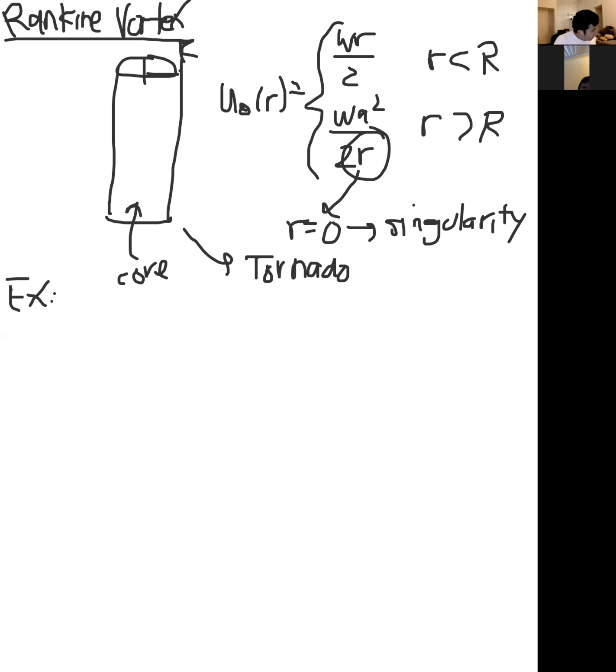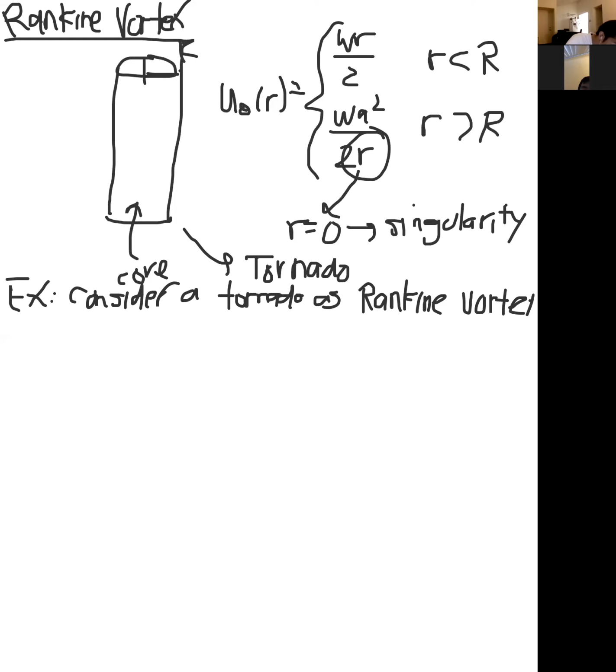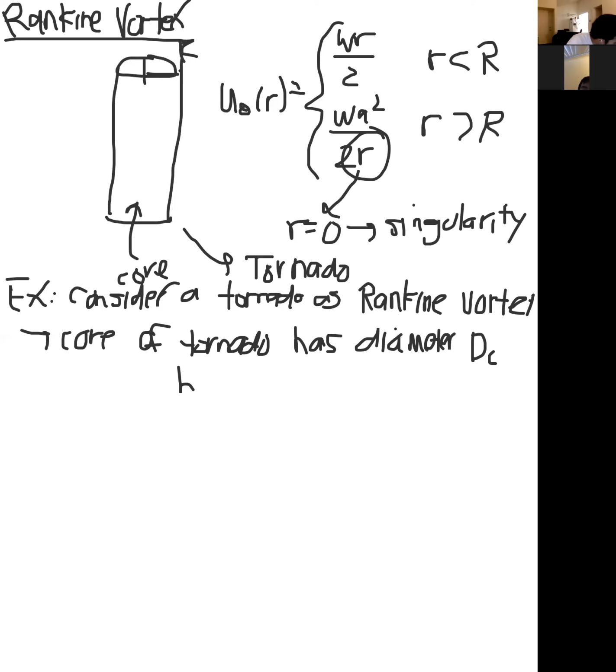So let's do an example. Let's consider a tornado, and we're going to consider it as a Rankine vortex. We say that the core of the tornado has a diameter of dc. It also has a pressure at the edge of the core equal to PC.